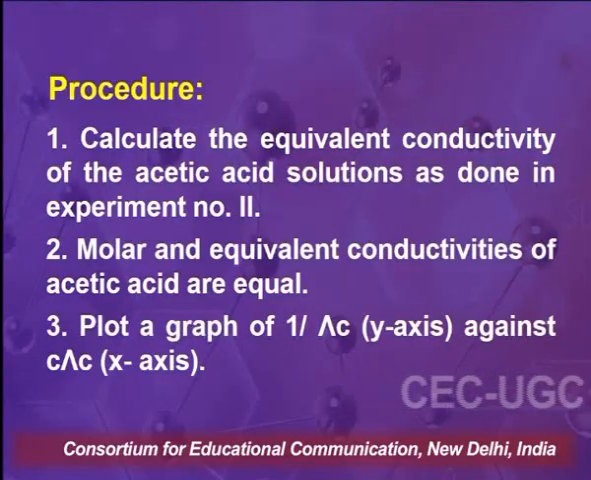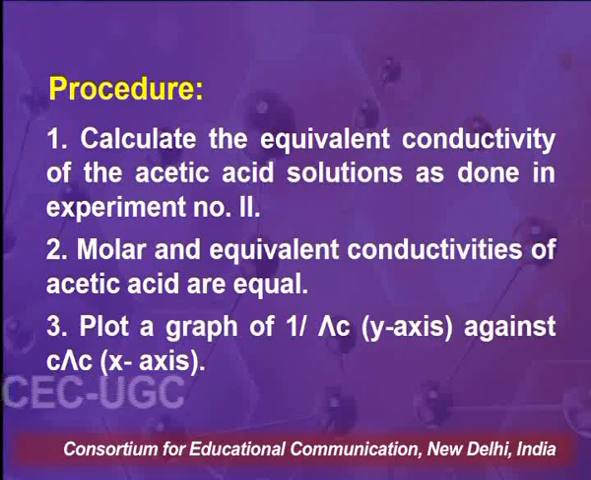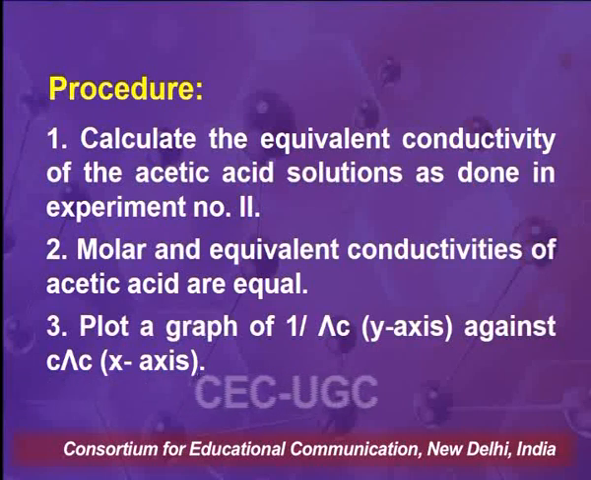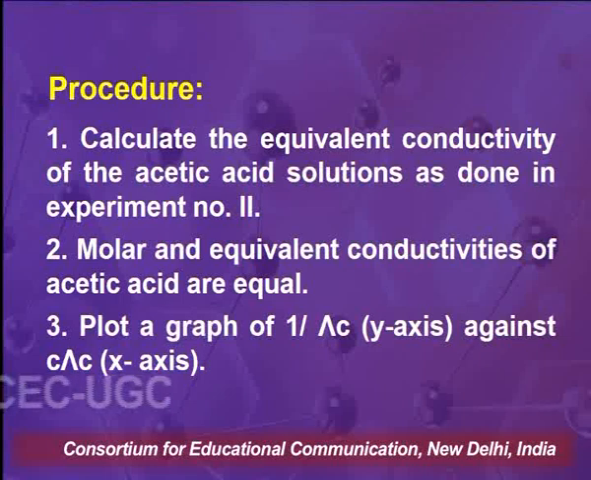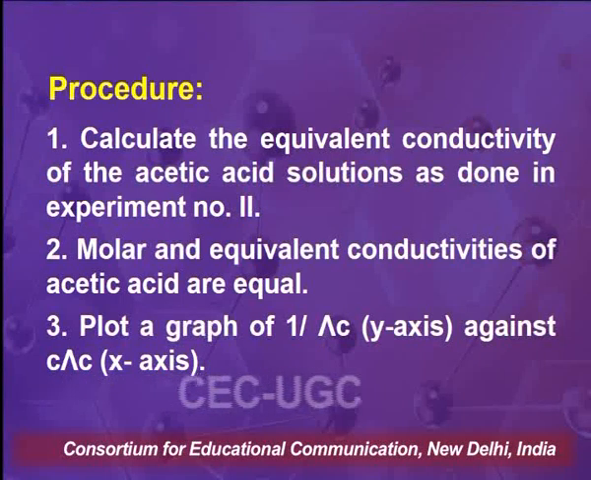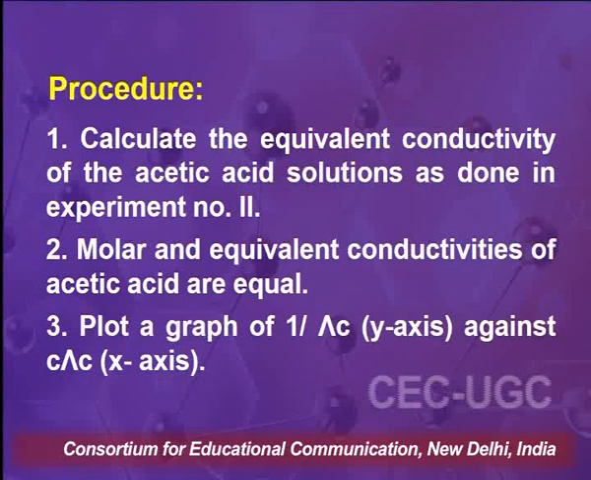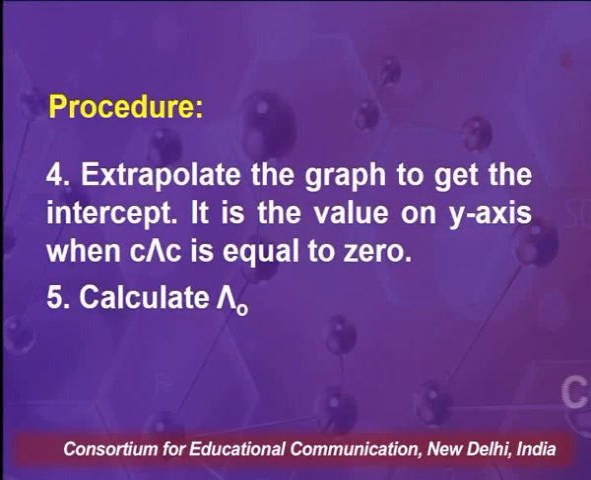Procedure: calculate the equivalent conductivity of the acetic acid solution as done in experiment number 2. The molar and equivalent conductivities of acetic acid are equal. Plot the graph of 1 by lambda C on the y-axis against C lambda C on the x-axis. Extrapolate the graph to get the intercept. It is the value on the y-axis when C lambda C is equal to 0.